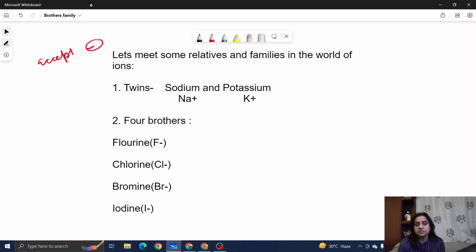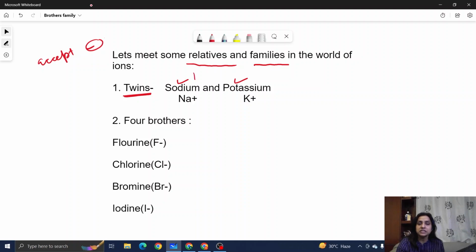I have created certain families and some relations for you so that these ions become a little easier for you to remember. It's always easy to remember a family as a unit. So my first family is of twins. There are two brothers, sodium and potassium.